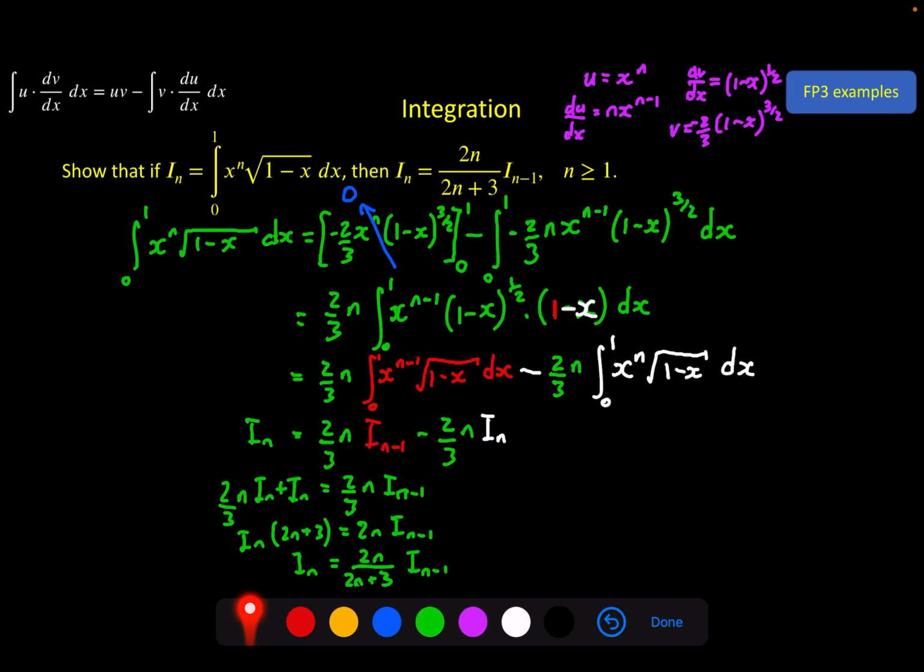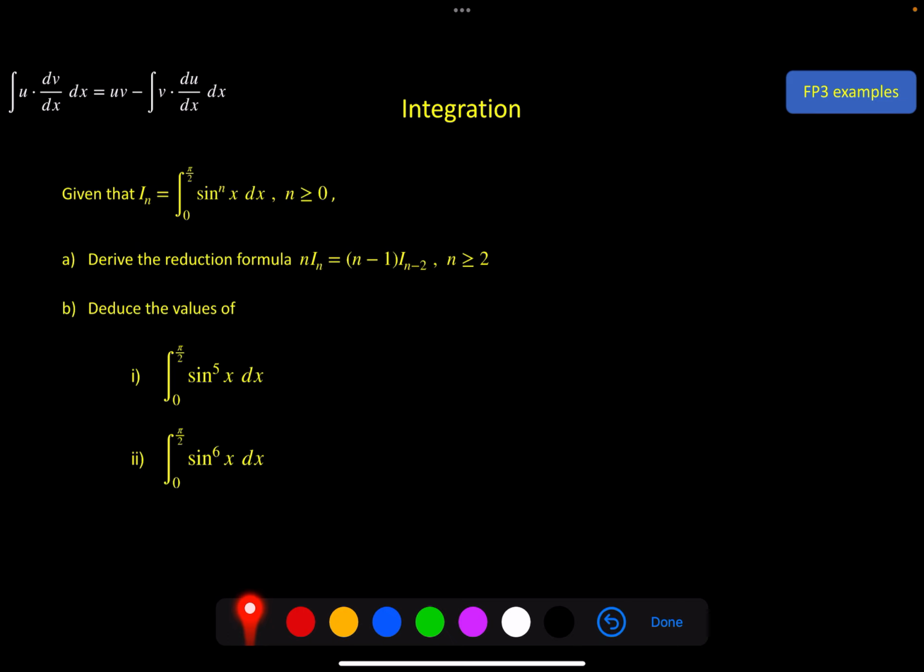Okay, the second example. Slightly different. A trig example. Derive the reduction formula for this. Again, they're putting a caveat there: n must be greater than or equal to 2. And when it isn't, you then have to put the n back into the original to see what the integration is you've got at the end. And then part B, we're going to have to use it to find the value of this and the value of this.